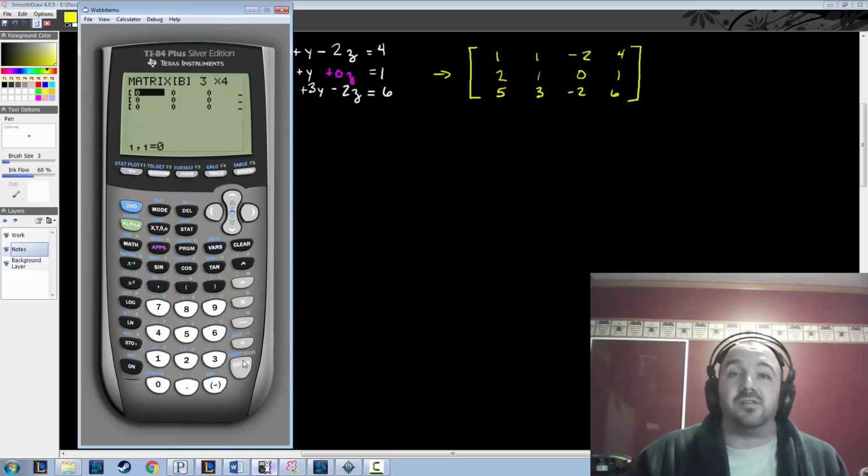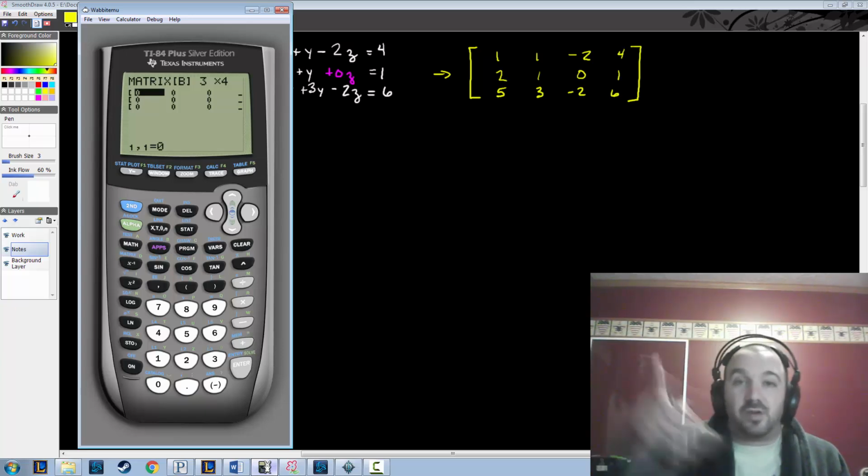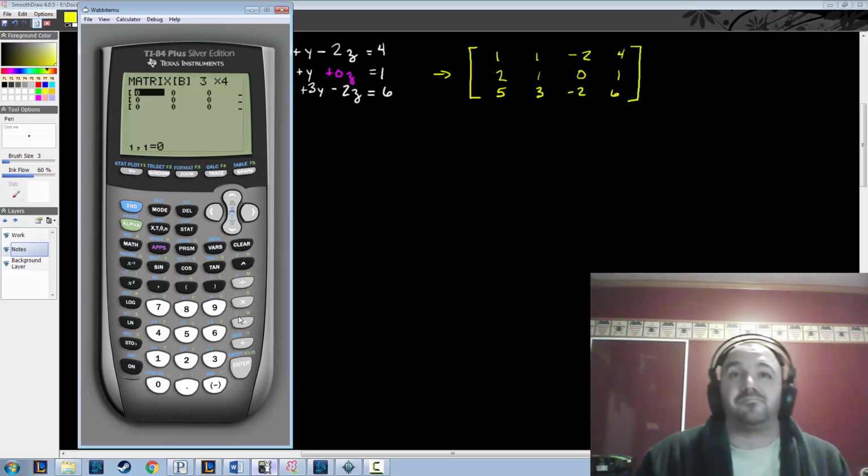Now, as I press enter, it's going to advance to the right, and then it's going to drop down to the second row, first column. And so going across the rows, it's 1, 1, negative 2, 4, 2, 1, 0. I'm going to put the 0 in anyway, even though I know it's already there. 1, 5, 3, negative 2, and 6.